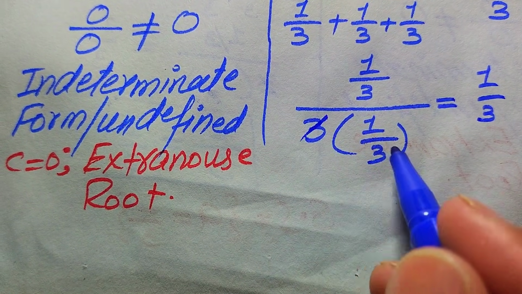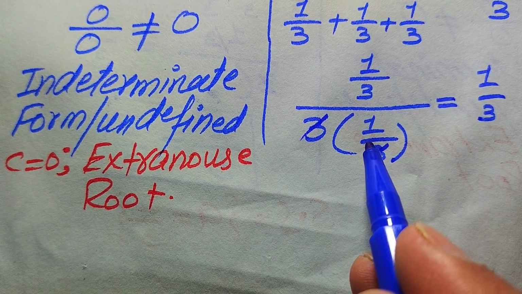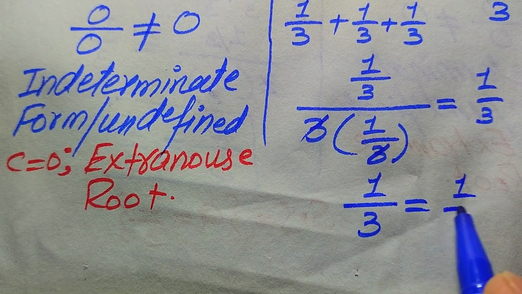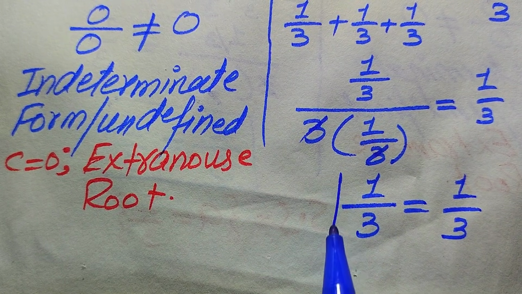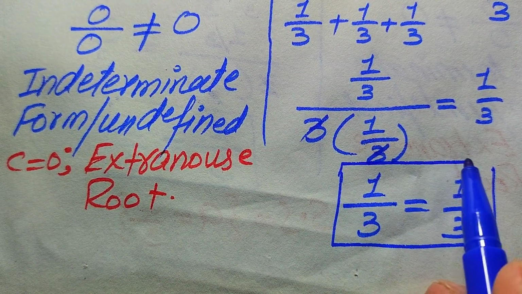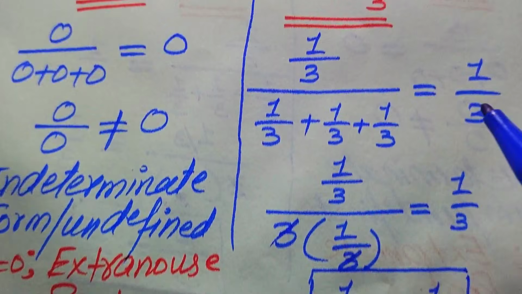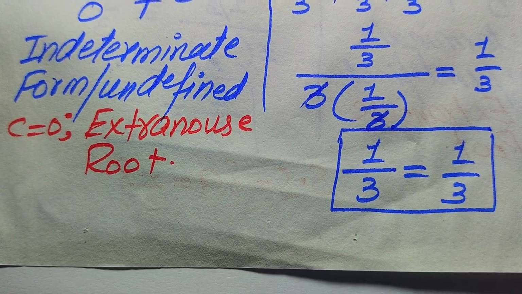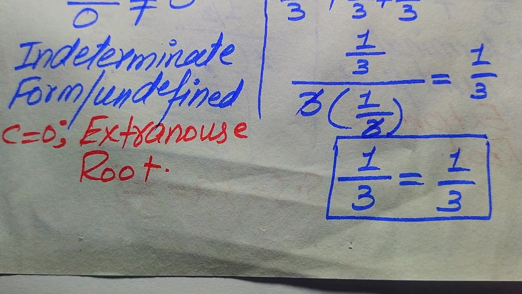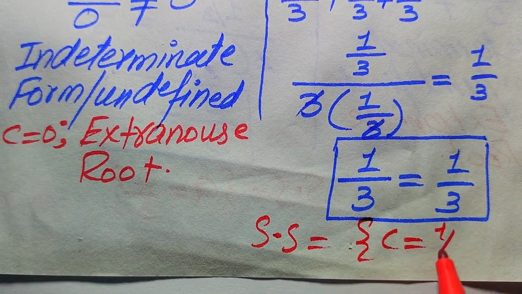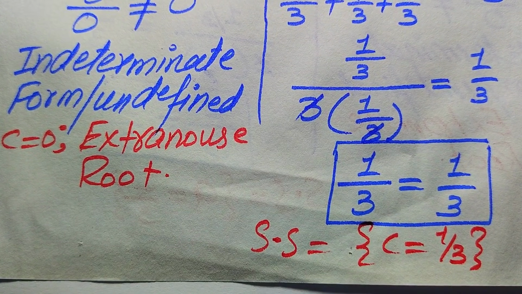Now again you see that this 3 and this 3 are gone, and we get only 1 here, and we obtain 1 over 3 equals 1 over 3. So this shows that both sides are equal, and if both sides are equal, this means that the value c equals 1 over 3 satisfies our given question statement. So finally, the solution set of this question is c equals 1 over 3. This is the only solution which we get in the first method.